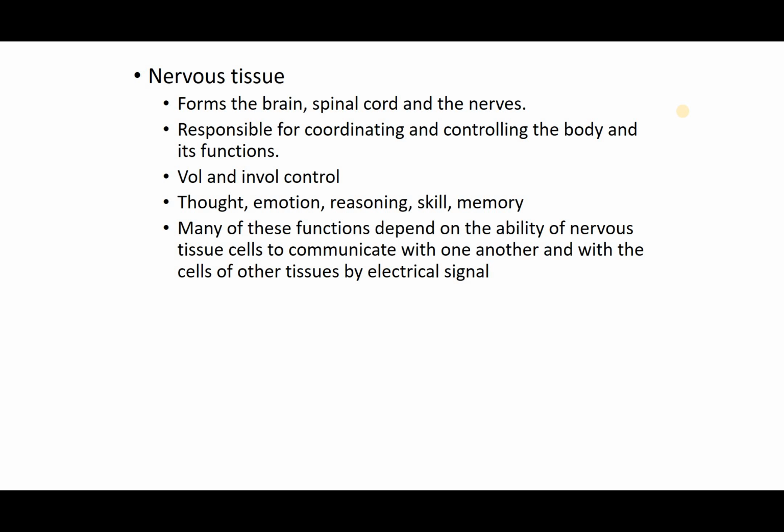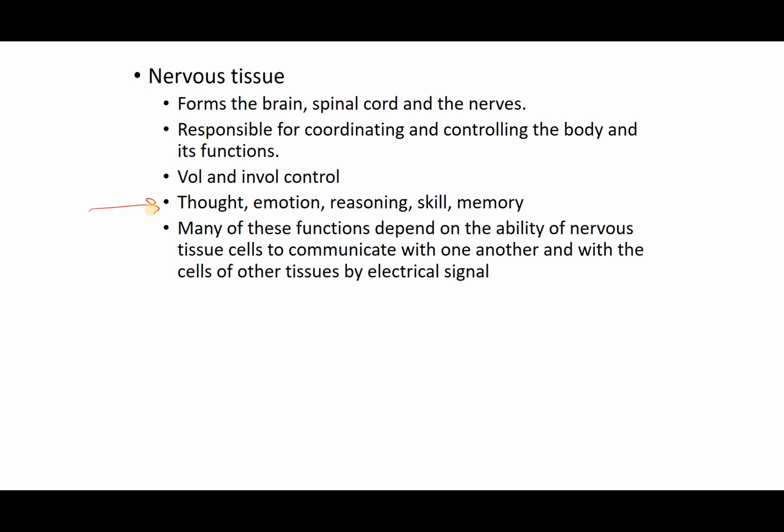Okay, nervous system does form the brain, spinal cord, and the nerves associated with that. It's responsible for coordinating and controlling the body and its functions. It's responsible for the voluntary and involuntary control. It's responsible for our thoughts, emotions, reasoning, skill, memory. And many of these functions depend on the ability of nerve tissue to communicate to our cells, one cell to another, through electrical signals.